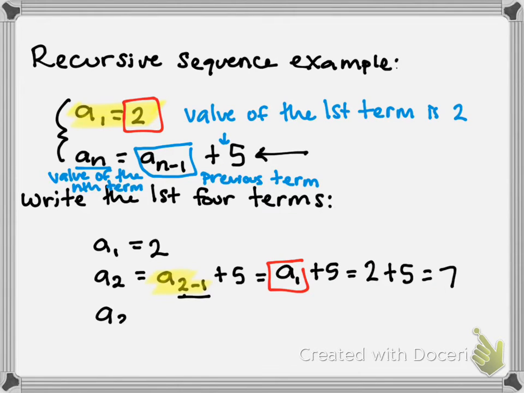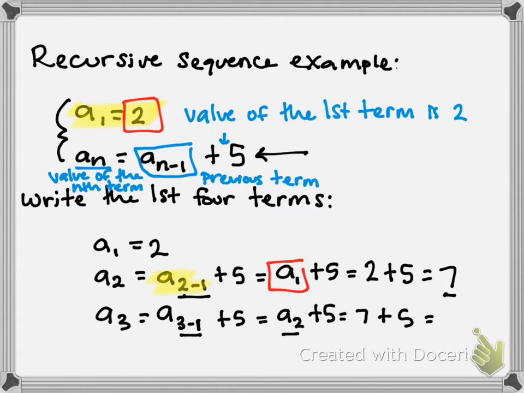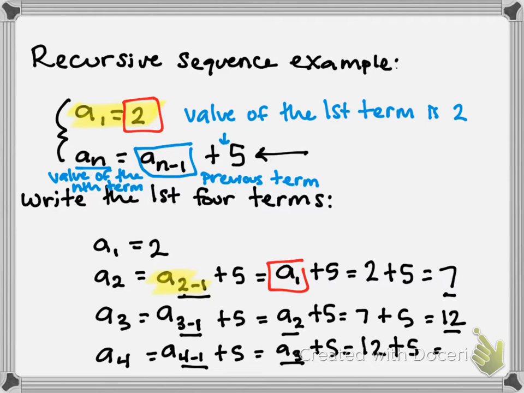All right, the value of the third term is the value of n minus 1, so 3 minus 1, plus 5. 3 minus 1 right here is 2. So I want to take the value of the second term and add 5. I know the value of the second term is 7 because that's what I just figured out. So 7 plus 5 is 12. To find the value of the fourth term, I'm going to take the value of 4 minus 1 and add 5. 4 minus 1 is 3, so the value of the third term plus 5. I just figured out the third term is 12, and 12 plus 5 is 17.